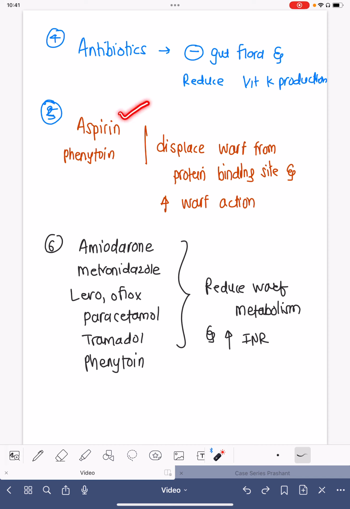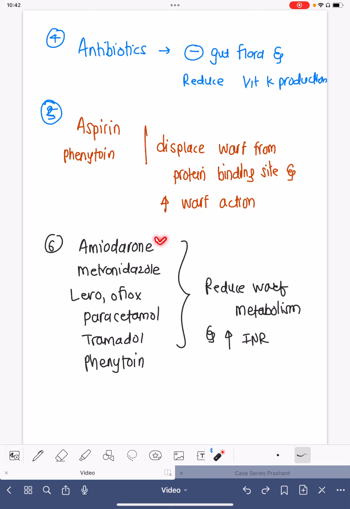Drugs like aspirin and phenytoin displace warfarin from the protein binding site and increase the warfarin action. That is the reason why with aspirin or phenytoin, the risk of bleeding can be significantly higher, or the INR can be achieved even with a lower dosage. We have to be much more cautious whenever we are giving warfarin with aspirin or phenytoin, or we have to switch to some other drugs which can reduce this effect.